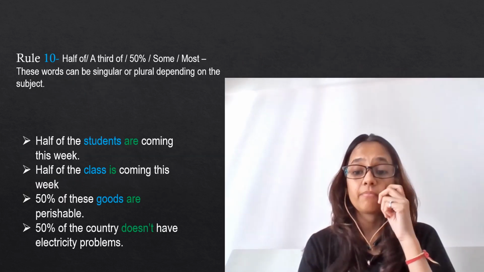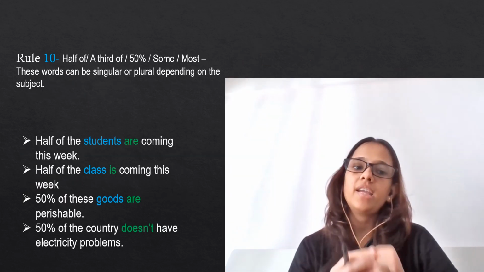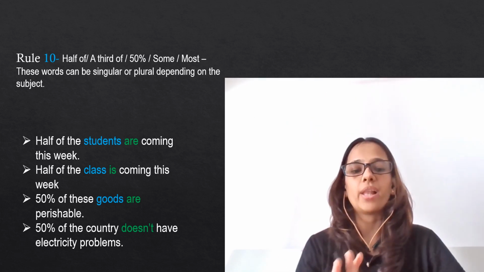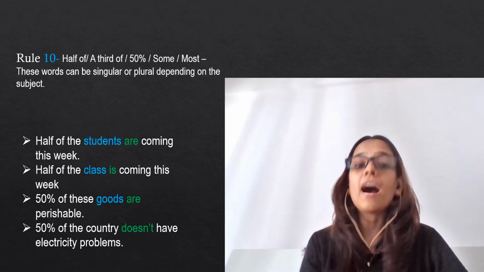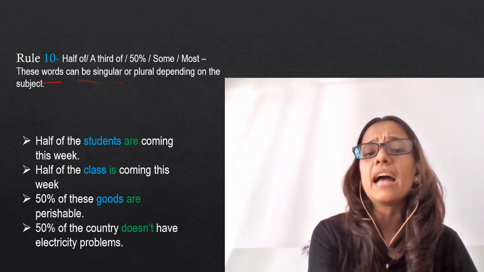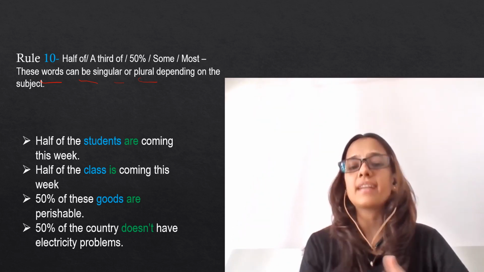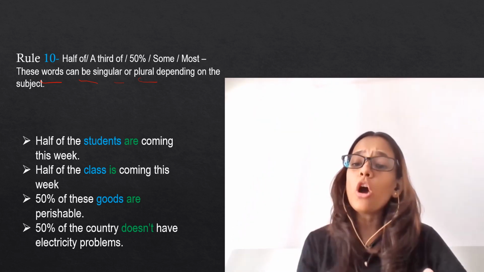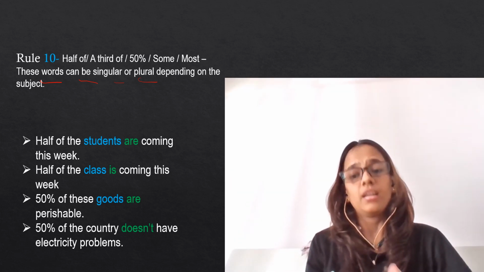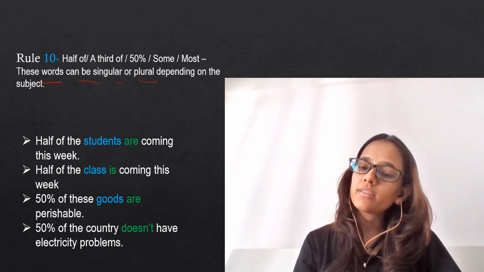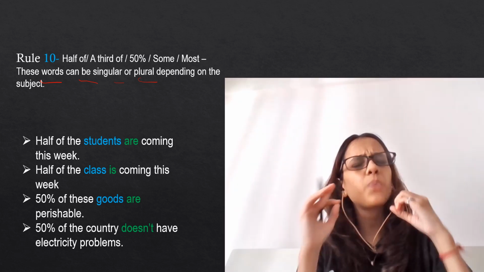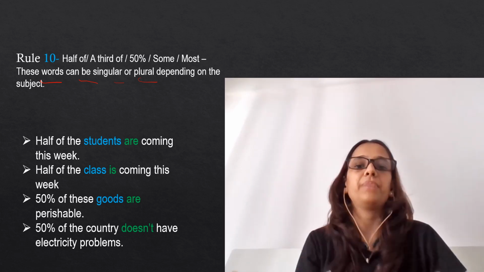The rule number 10. Most of you make mistakes over here only. But let me give you a hack for this as well. When the words like half of, a third of, 50%, some, most, such words come, that time you should always see the subject after that. If the subject is singular, you will use singular verb. If the subject is plural, you will use plural verb. Always remember, it's a very easy hack. You will never ever make a mistake.